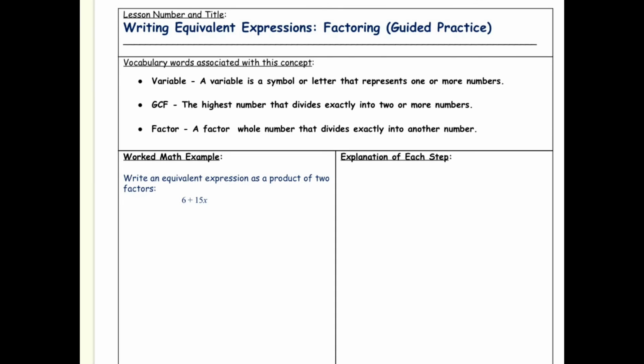Now, we are going to be writing an equivalent expression as a product of two factors. Okay, so the first thing we need to do is highlight the key information. We are going to highlight equivalent expression and the product of two factors. To be able to do that, we need to find the GCF, the greatest common factor between both terms. To do that, I'm going to list all the factors vertically. So I'm going to start with 6.